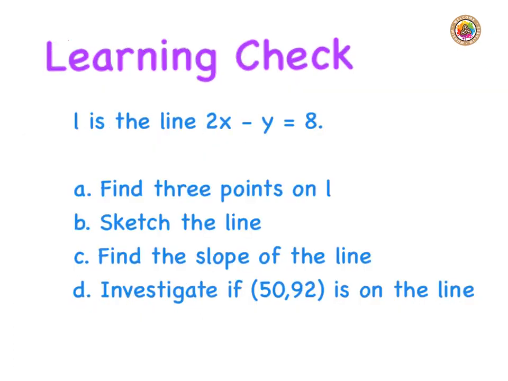So your learning check this evening is, given a line, same thing: find 3 points, sketch the line, then the slope of the line you're able to do using the formula or the rise over run method. And the next thing, the bit that you're asked to investigate, is if (50, 92) is on the line. Essentially, you know that this is the x value and this is the y value. And so I would substitute those points into the equation, and if I get 8 equal 8, then these are on the line. Okay, so that's your learning check for this evening.